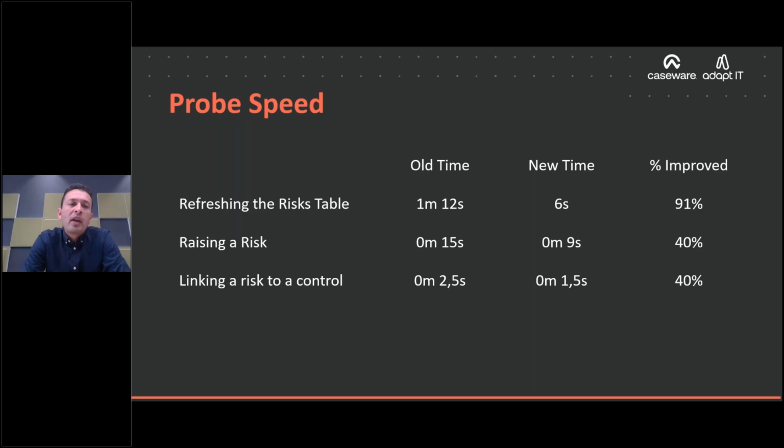From an AFS perspective, and in the same vein, from a pro perspective, we really focused on the refreshing of the risks table. There were a couple of solutions that came up, but ultimately the one that we chose resulted in the time improving by 91%. So refreshing of the risks used to take about a minute, and now it's taking 6 seconds. So there's a substantial speed improvement here. Raising of a risk went from 15 seconds to 9 seconds, and linking a risk to a control went from 2.5 to 1.5 seconds.